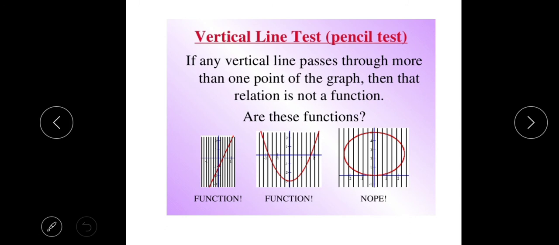Now, I am giving you another technique for checking whether the given relation is a function or not. This is called the vertical line test. This is also called the pencil test. If any vertical line passes through more than one point of the graph, then the relation is not a function.